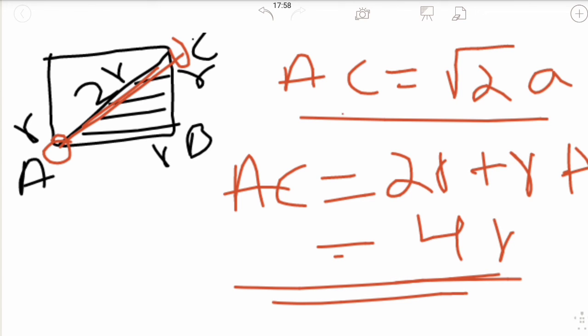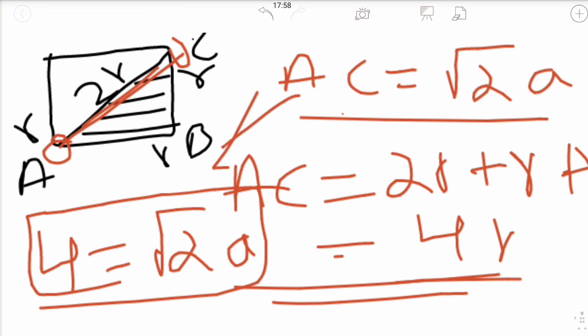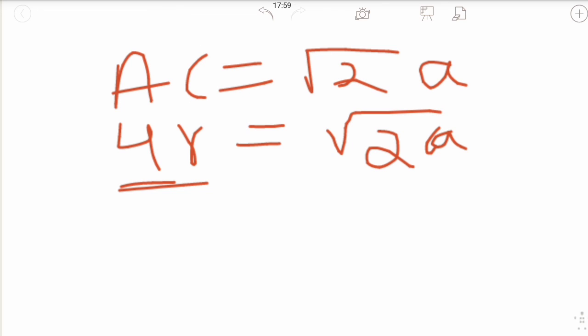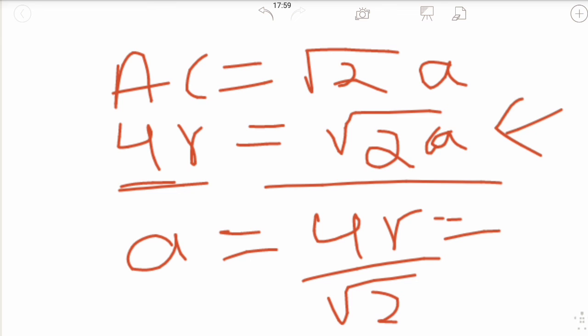Putting the value of AC in this equation, 4r is equal to root 2 a. We can get the value of a from this equation. a is equal to 4r by root 2. By simplifying, it gets 2 root 2 r. You can find the radius by using this formula.